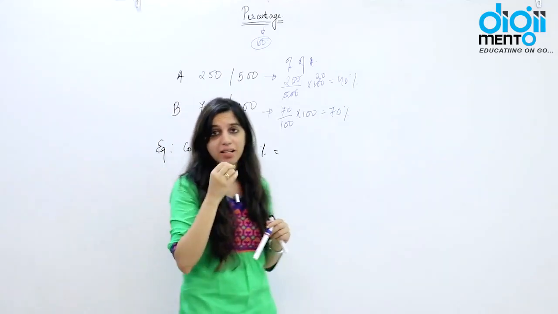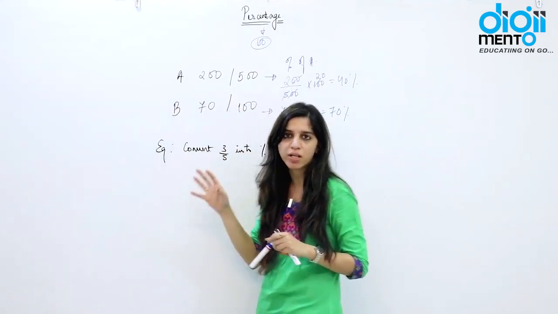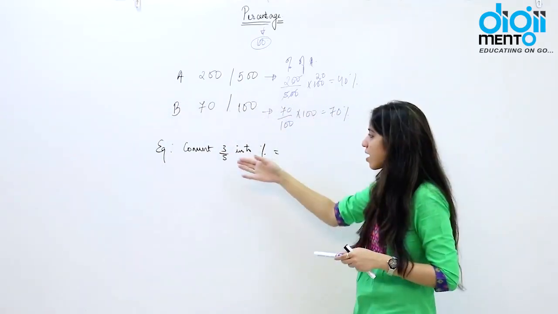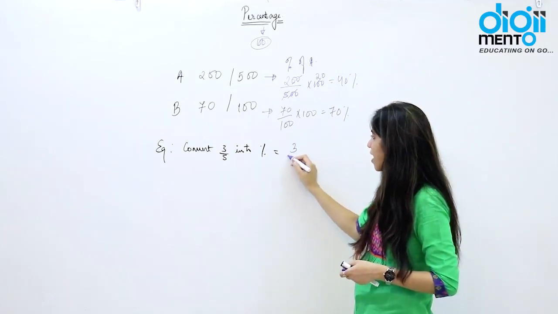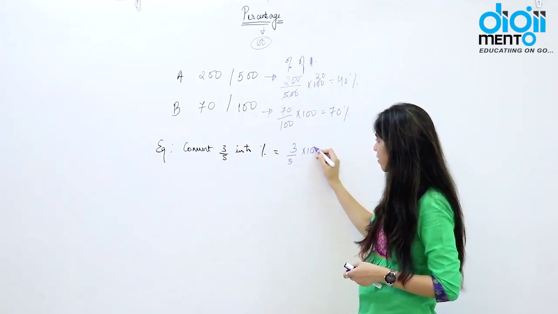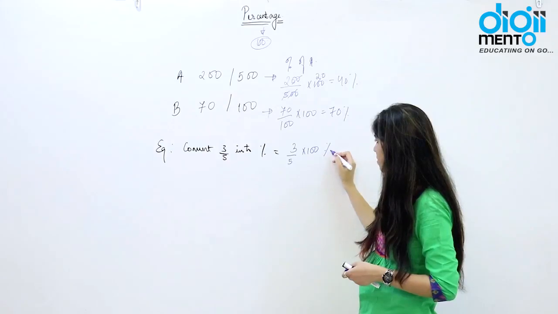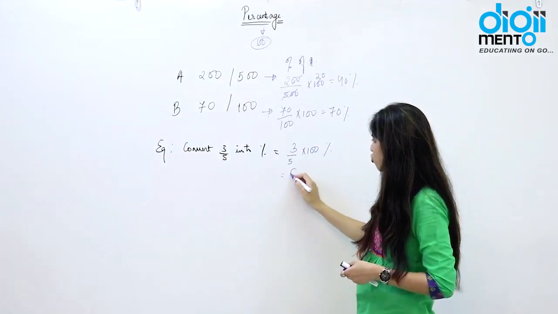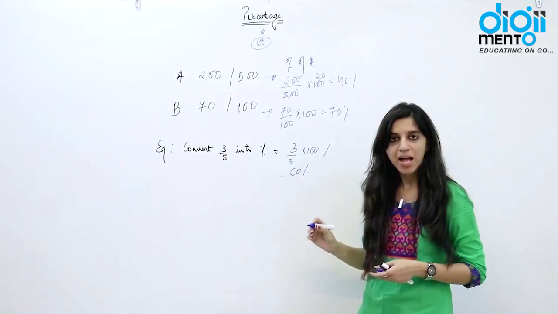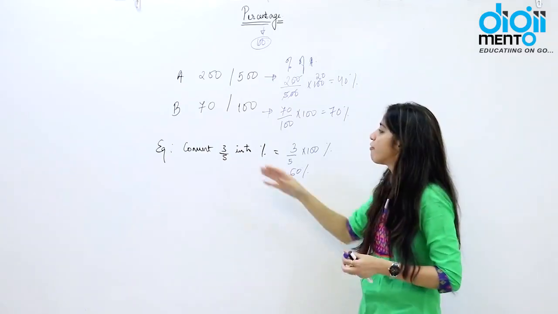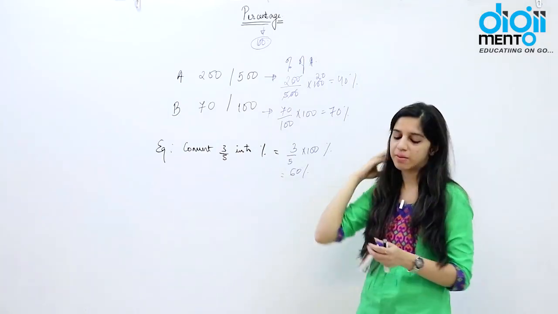Now we are asking that if 100 is divided into 5 parts, what are its 3 parts going to be, right? That is what we are doing. So what do I do? I just multiply this 3 by 5 with 100 and put a percentage sign, right? So this is going to be 60%. This is how you are converting fractions into percentage.